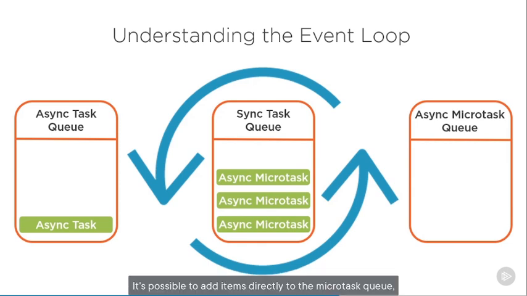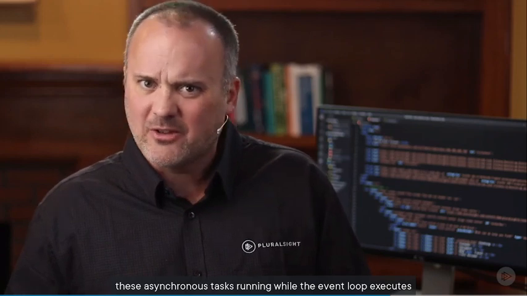It's possible to add items directly to the microtask queue, but probably the most common way tasks get added to it is with the resolution of promises, which we'll look at in the next module. At this point, you may be wondering, if JavaScript is single-threaded, where are these asynchronous tasks running while the event loop executes other parts of my application code?